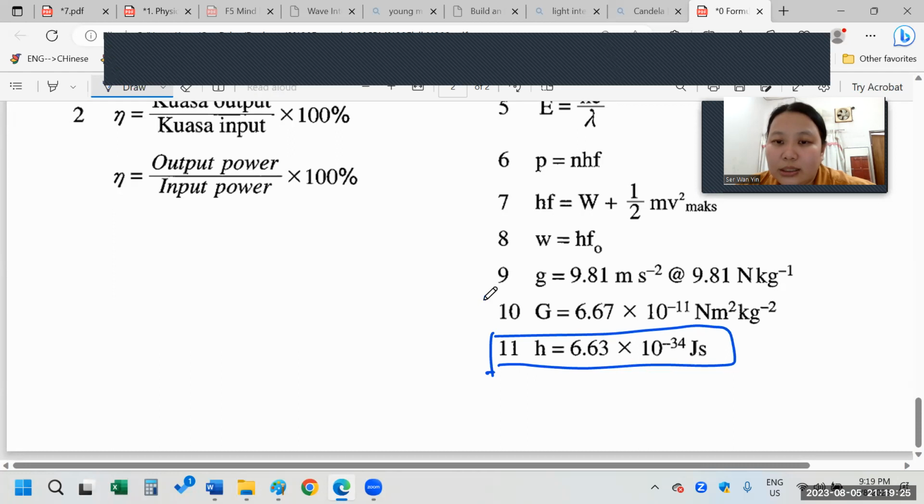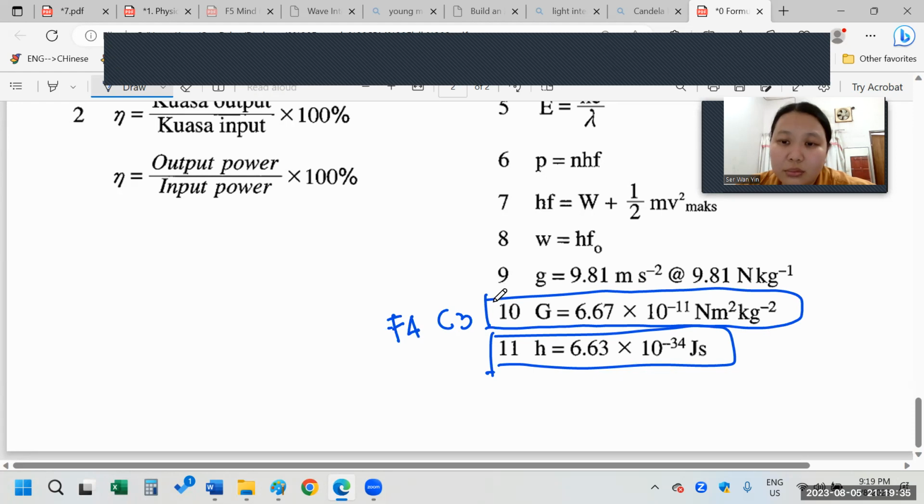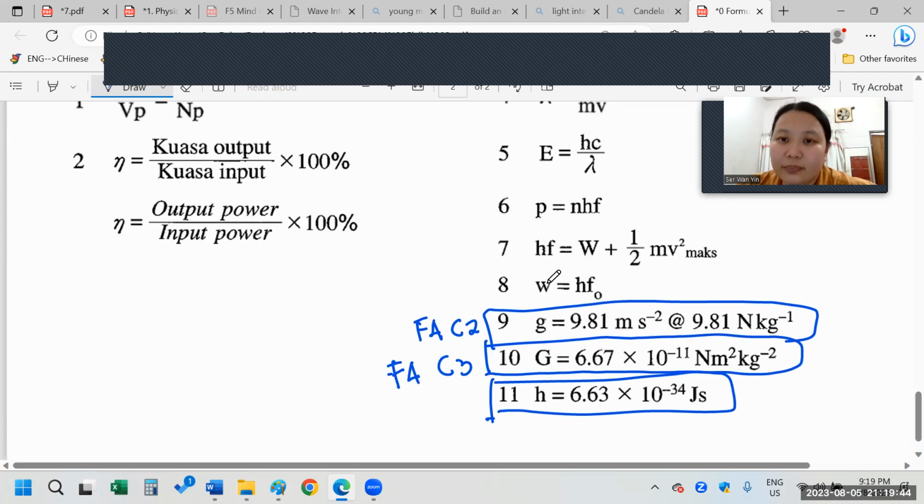Then you will see this. Don't you feel familiar? Yes, Form 4, Chapter 3, gravitational constant. What is this? Form 4, Chapter 2, gravitational acceleration. Okay.